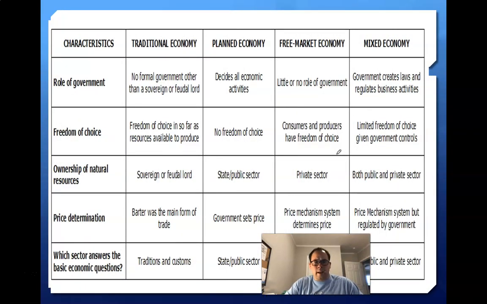This is just another chart that kind of breaks down the different styles of economy.